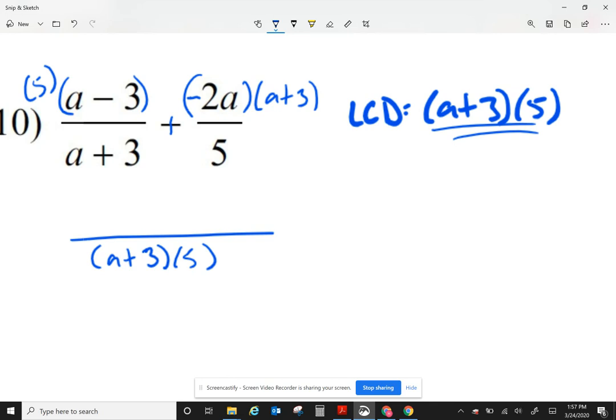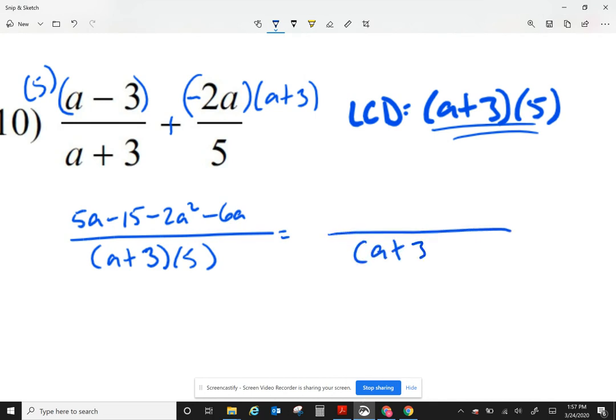Now looking on the top of the first fraction, let me distribute the 5. That's going to give me 5a minus 15. Looking on the second fraction, let me distribute the negative 2a. That's going to give me negative 2a squared minus 6a. So once again, at the bottom, I have a plus 3 and 5. The order that I put those two parentheses, when I have to type it, it doesn't matter.